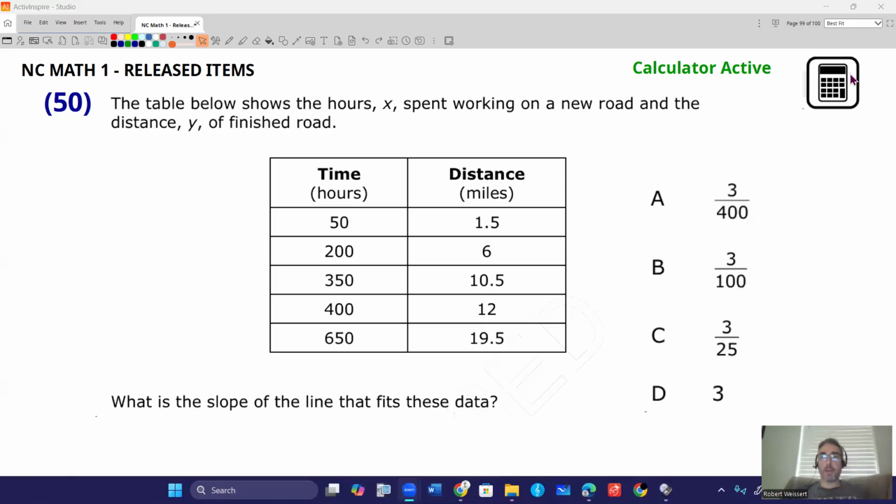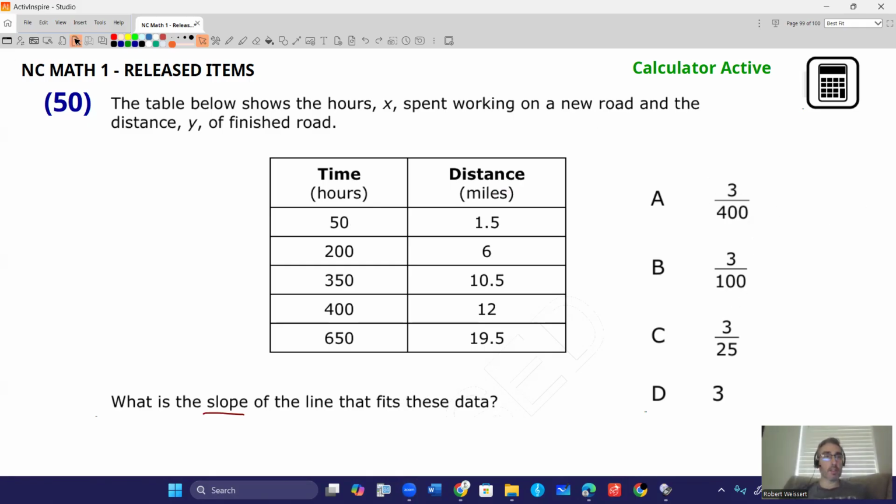NC Math 1 release items, number 50, last one. Hallelujah. Calculator active. The table below shows the hours X spent working on a new road and the distance Y of the finished road. And time is going to be in hours, distance is going to be in miles. What is the slope of the line that fits these data?